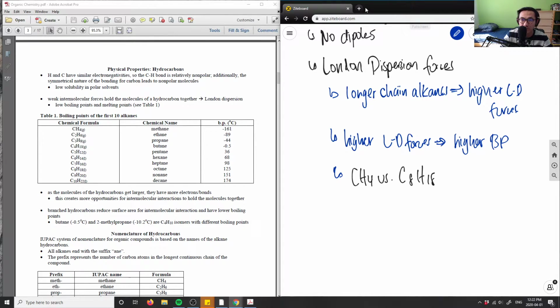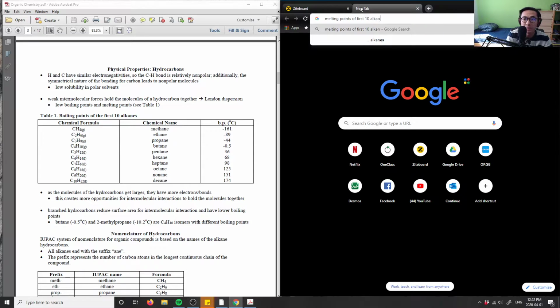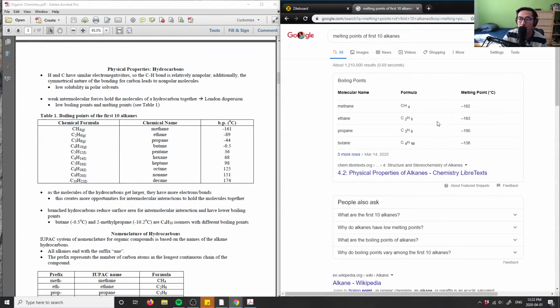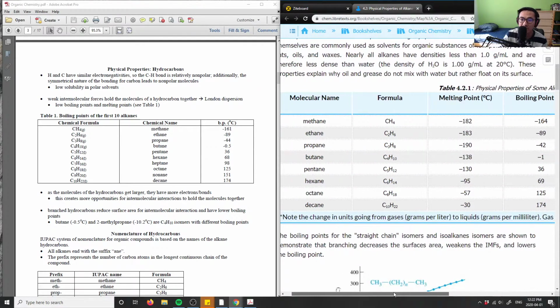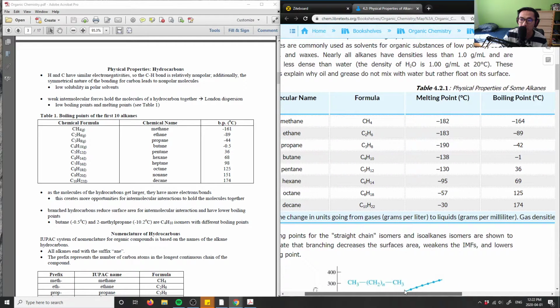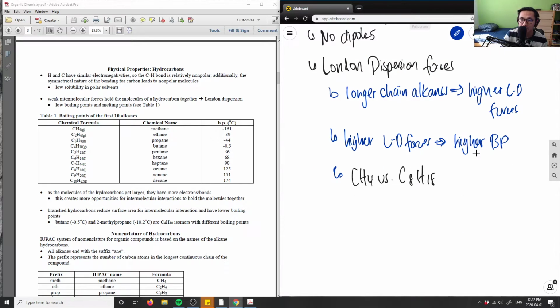And we can actually Google this. I can search melting points of the first 10 alkanes. What we can tell here is that it follows the exact same trend. If we look at the melting point, it also increases as we increase our size. It follows the same trend because it has greater London dispersion forces. So higher boiling point and higher melting point. These are all physical properties of hydrocarbons.